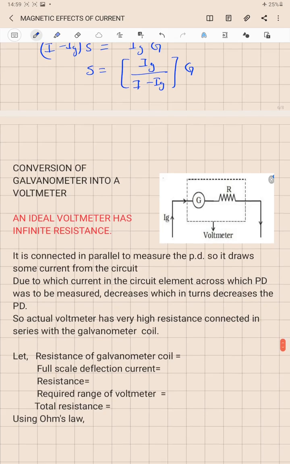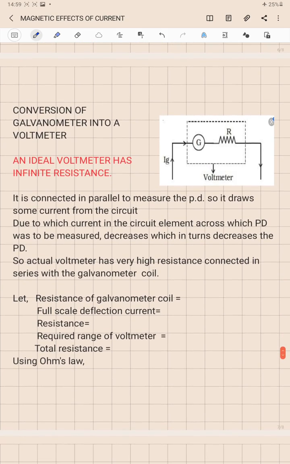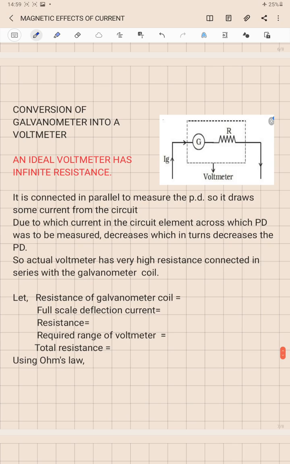Next is the last topic, which is the conversion of a galvanometer into a voltmeter. A voltmeter is connected in parallel in a circuit across any particular element to measure the voltage present across it. An ideal voltmeter should have infinite resistance.